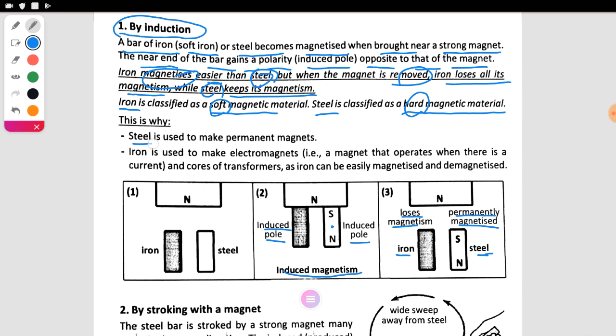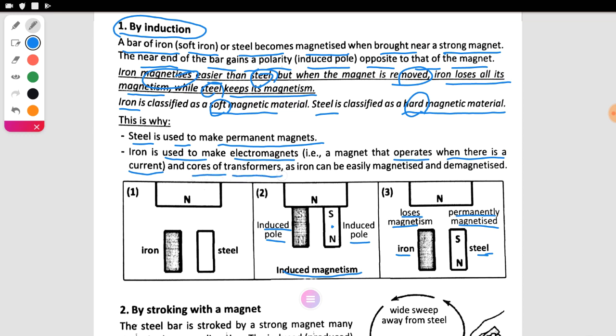Steel is used to make permanent magnets, because the magnetic field remains constant inside it, while iron is used to make electromagnets, which have a magnetic field when it is present, and lose their magnetism when the magnetic field is removed. An electromagnet operates when there is a current. The current carrying electrons produce a magnetic field. This is called an electromagnet. This means that a magnetic field is produced due to the passage of electric current through the conductor.